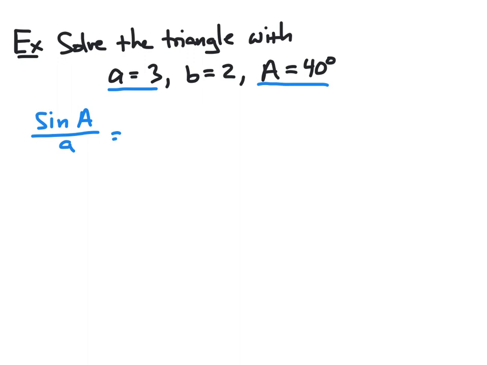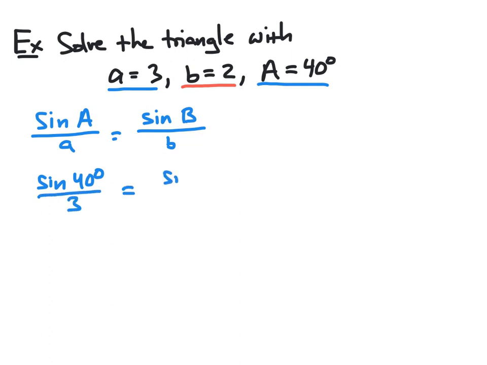And the other expression here, since we know side length b, should involve that side length. And so we'll use sine of angle B over lowercase b. We can substitute in the three given values, and we'll see that we only have one unknown in this equation. So this is really the sine of 40 degrees divided by 3 is equal to the sine of angle B, which is the one piece of information here we do not yet know, divided by 2.